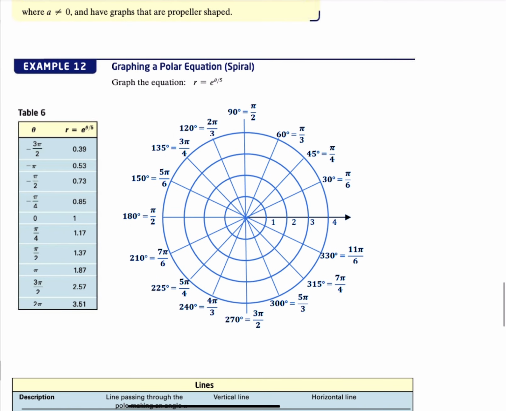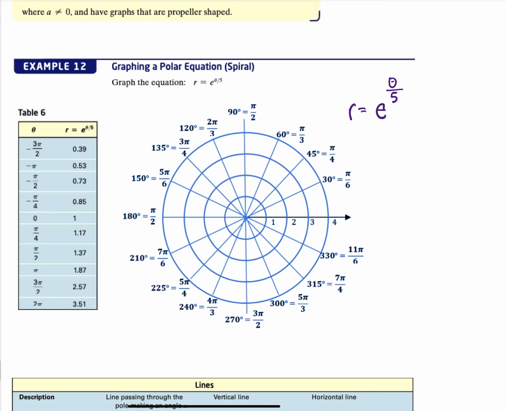So let's look at one more. And I already have the table produced here. So let's see what this will produce. This one looks very interesting. It's saying r equals e to the power of theta divided by 5. Strange looking object. So what do we get?